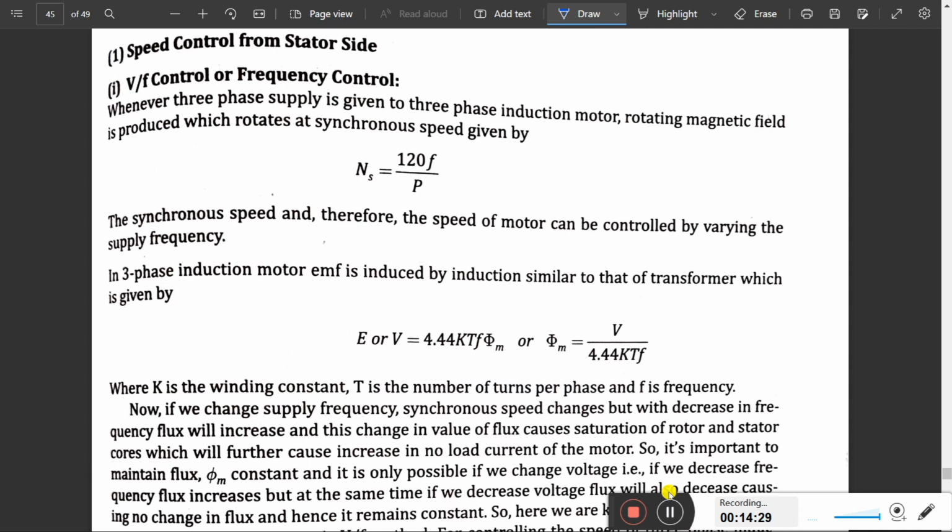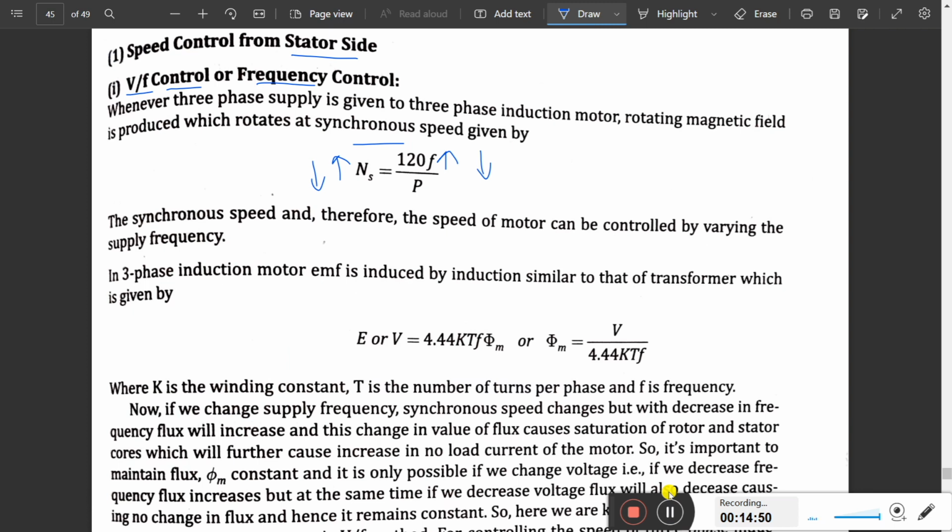Now we can observe speed control from the stator side. First one is V by F control or frequency control. In this, we are well aware that Ns is equal to 120 F by P. If the frequency increases, the speed also increases. If the frequency decreases, the speed also decreases.